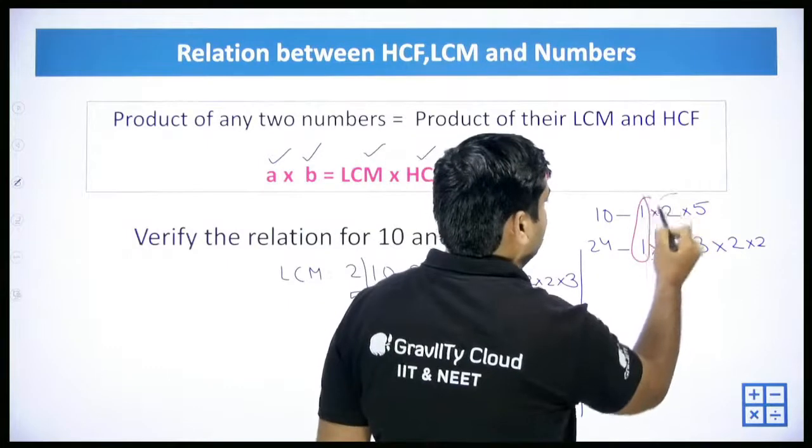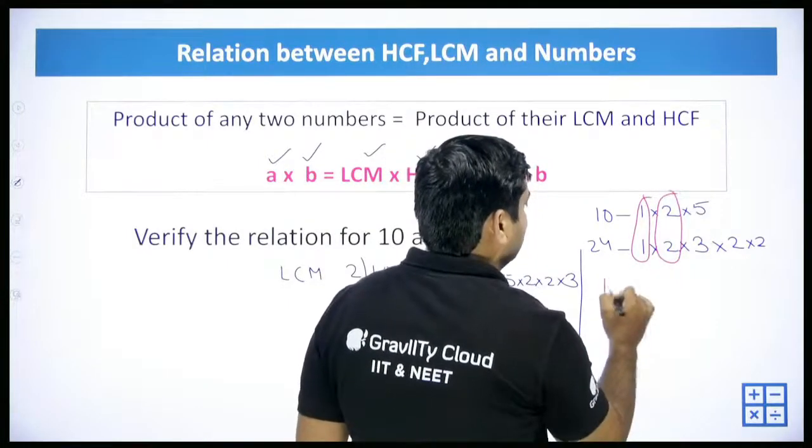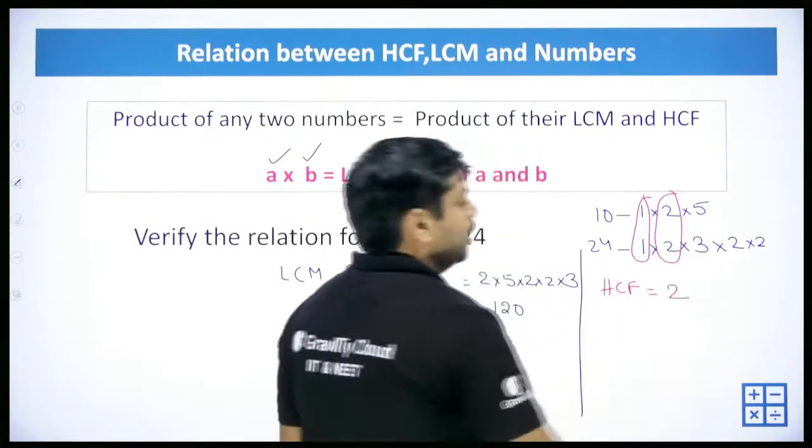1 is common, 2 is common. That's it, right? So HCF is equal to 2.